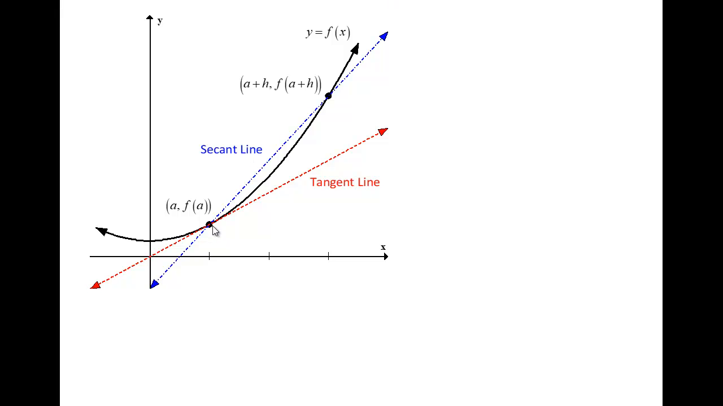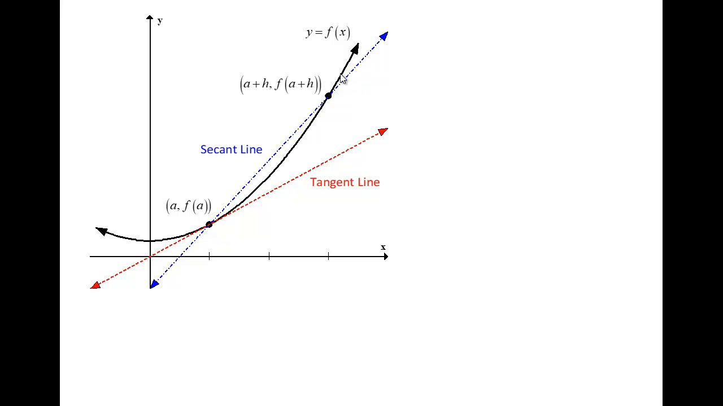So how do I define the tangent line and its slope to the graph of the function f at this point? Well, to do that, what we're going to do is change a by h, and then look at the point a plus h comma f of a plus h. This is the point with coordinates a plus h and f of a plus h on the graph of the function. Let's look at the secant line in blue between these 2 points.